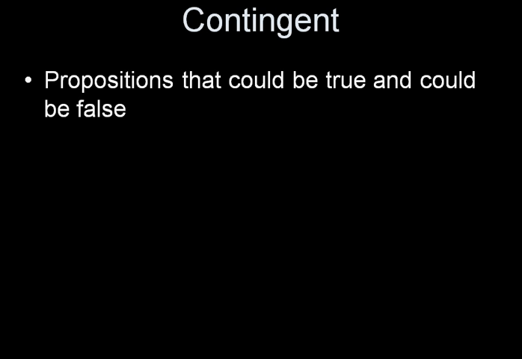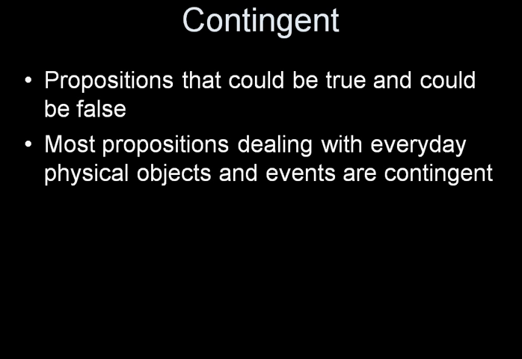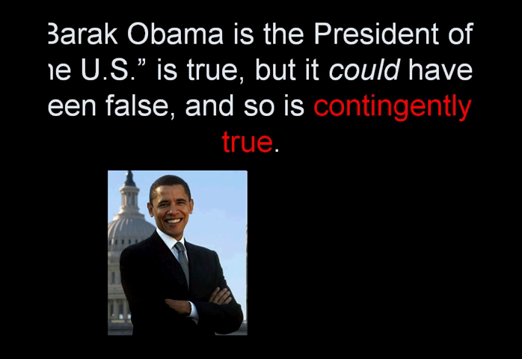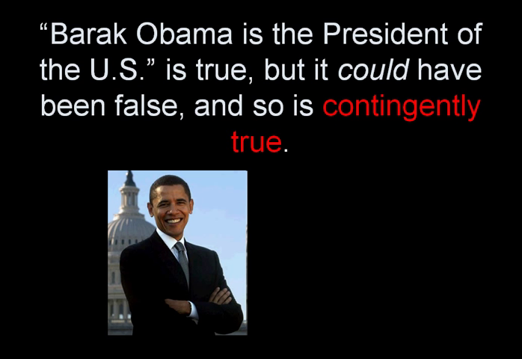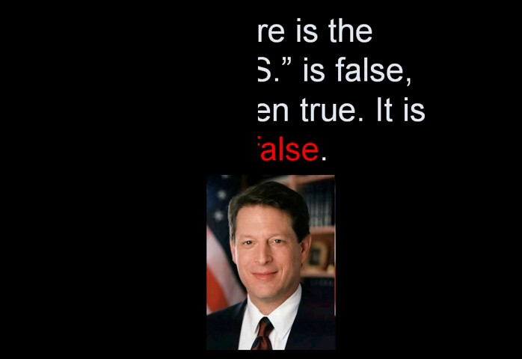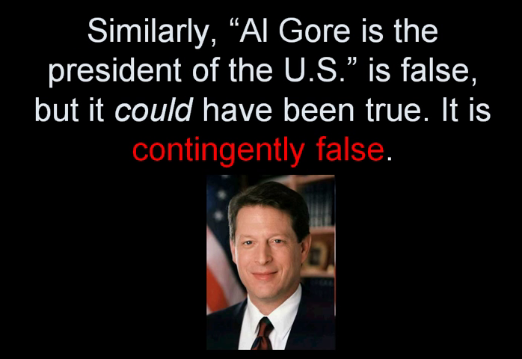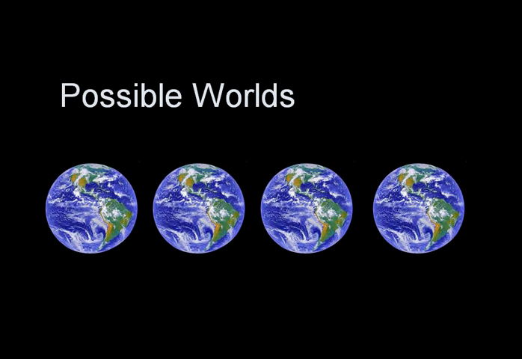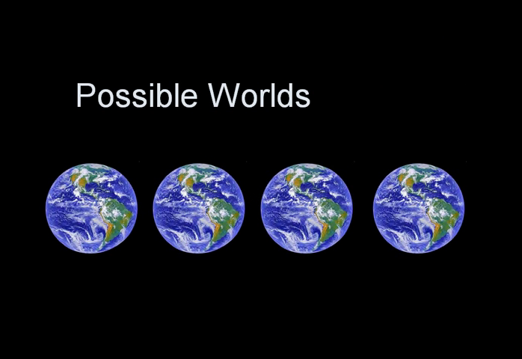Contingent propositions are propositions that could be true and could be false. Most propositions dealing with everyday physical objects and events are contingent. For example, Barack Obama as the President of the U.S. is true, but it could have been false, so it's contingently true. Similarly, Al Gore as the President of the U.S. is false, but it could have been true. It's contingently false.